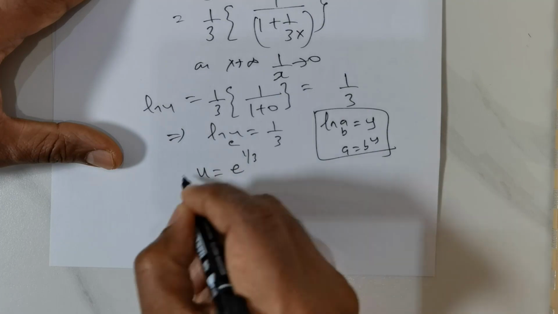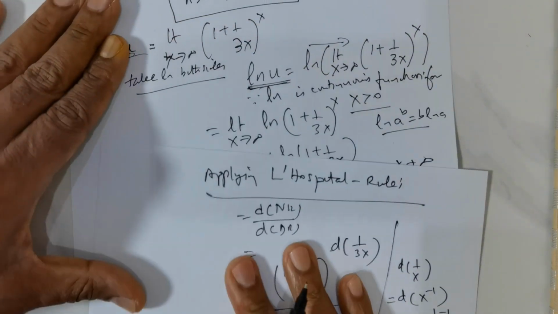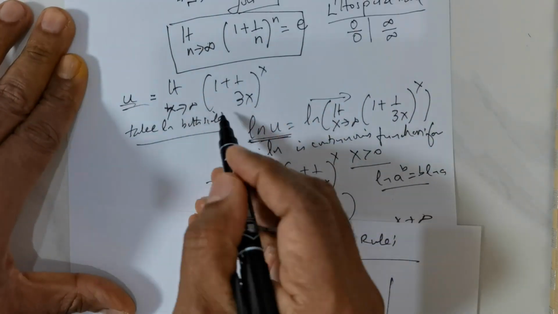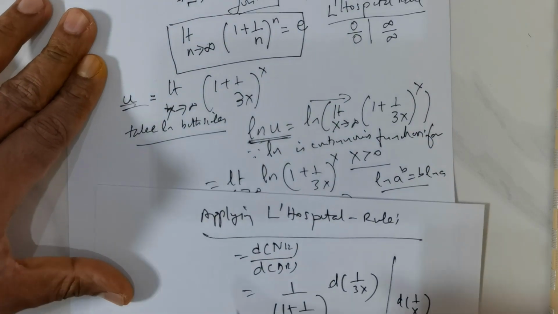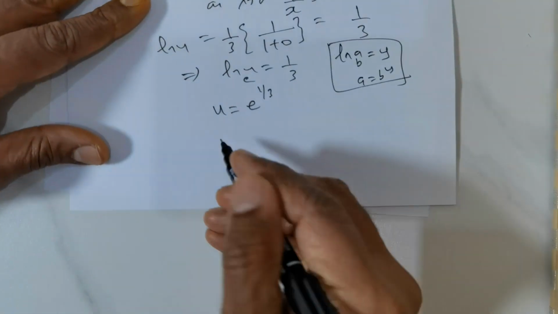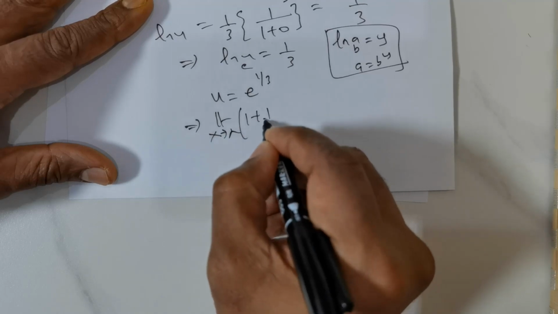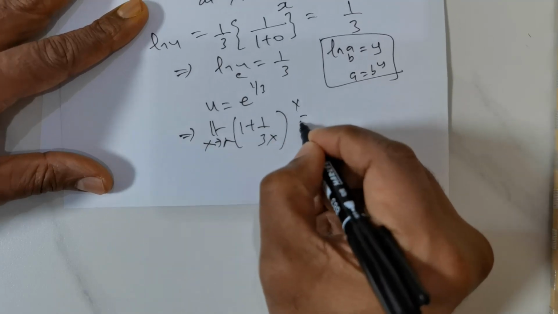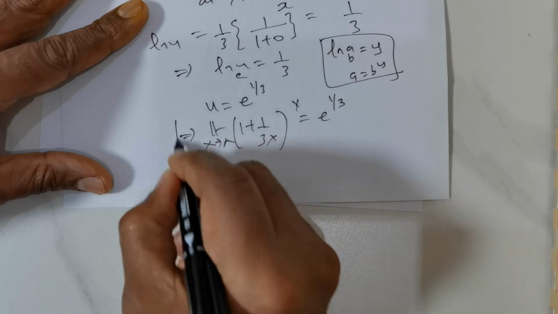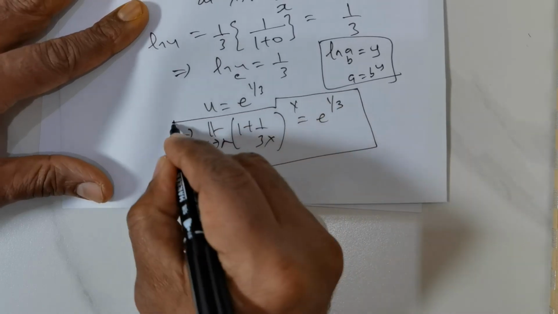But what is u? We took u to be the limit x tending to infinity of (1 + 1/(3x)) raised to the power of x. So this means limit x tending to infinity of (1 + 1/(3x)) raised to the power of x is equal to e raised to the power of 1/3. So that is the limit value.